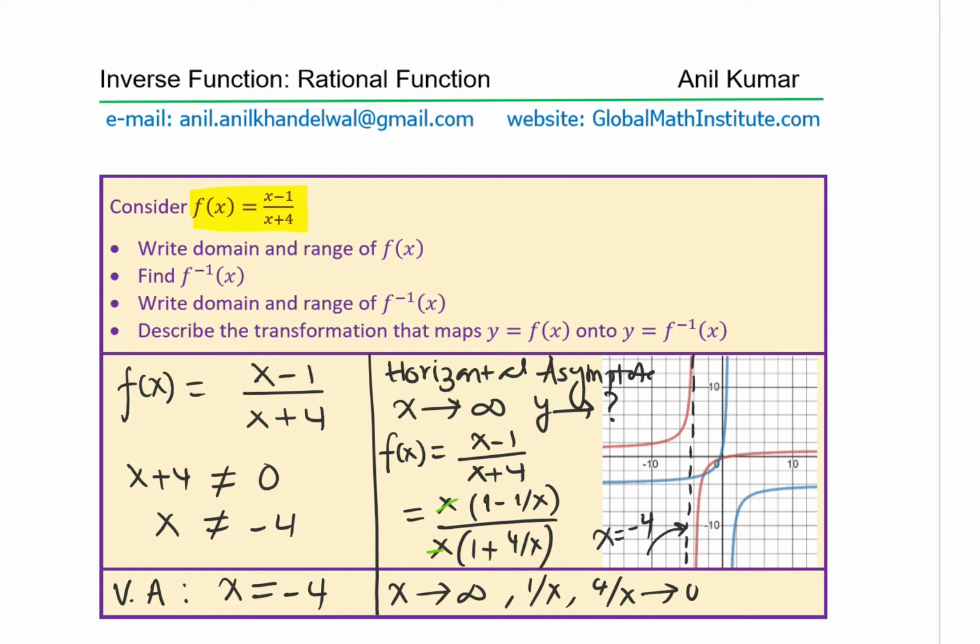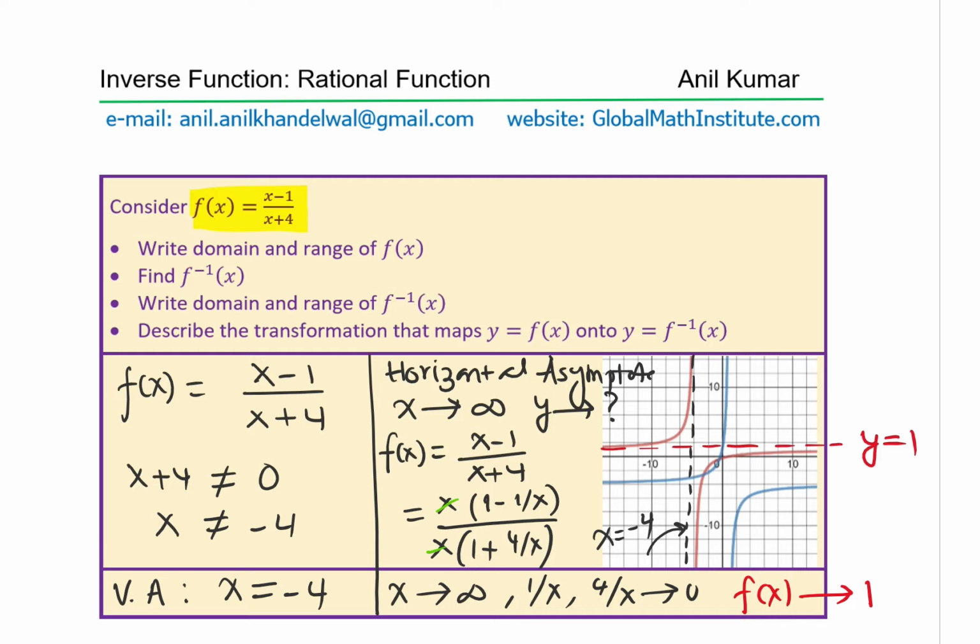Well, x and x cancel, and we know that 1 over x approaching 0. So we say that in this case, f of x, the function, approaches the value 1. And therefore, we have this horizontal asymptote which is at y equals 1. Do you get the idea? So this horizontal asymptote you can see is not crossed.